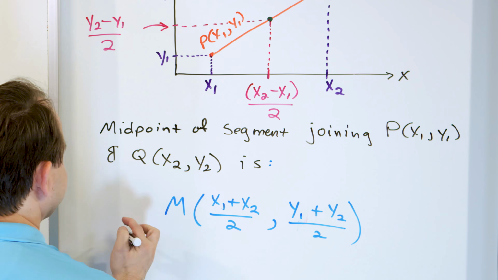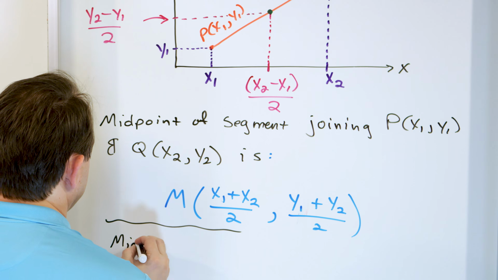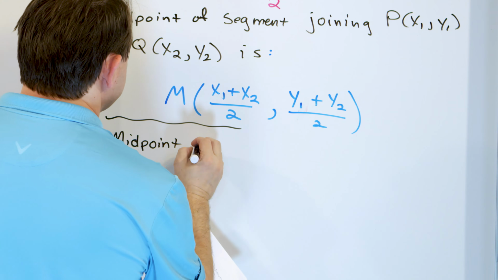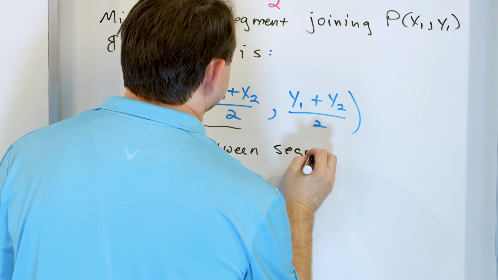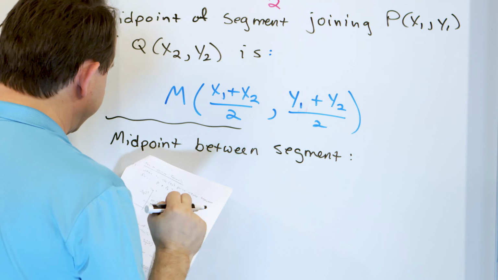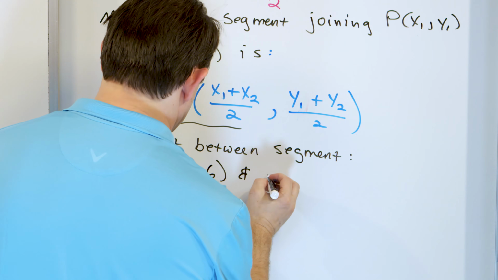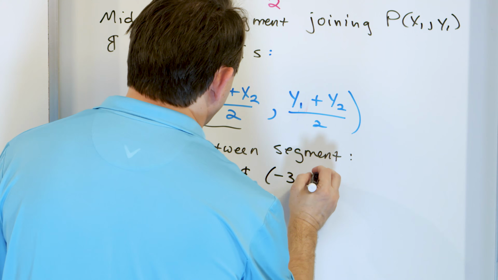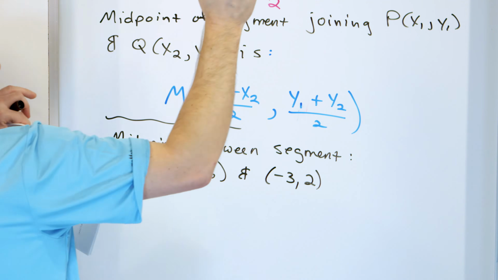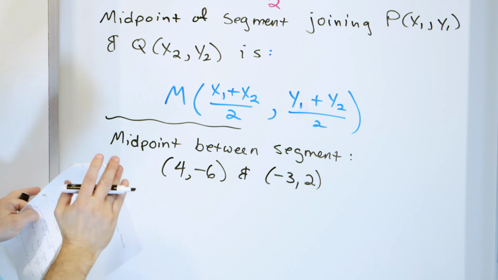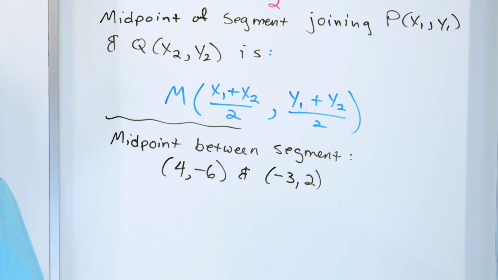So it's going to be easier to show with an example, right? What is the midpoint between the segment defined by 4, -6 and -3, 2? Now, of course, I could plot 4, -6, and I could plot -3, 2, and I could put my finger in the middle and say, aha, it's about right there, and do all that. But I don't need to do that. I mean, I have the midpoint formula. I know what it says.